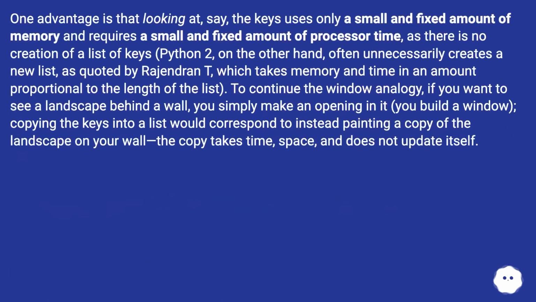One advantage is that looking at, say, the keys uses only a small and fixed amount of memory and requires a small and fixed amount of processor time, as there is no creation of a list of keys. Python 2, on the other hand, often unnecessarily creates a new list, which takes memory and time in an amount proportional to the length of the list. To continue the window analogy, if you want to see a landscape behind a wall, you simply make an opening in it. You build a window. Copying the keys into a list would correspond to instead painting a copy of the landscape on your wall. The copy takes time, space, and does not update itself.